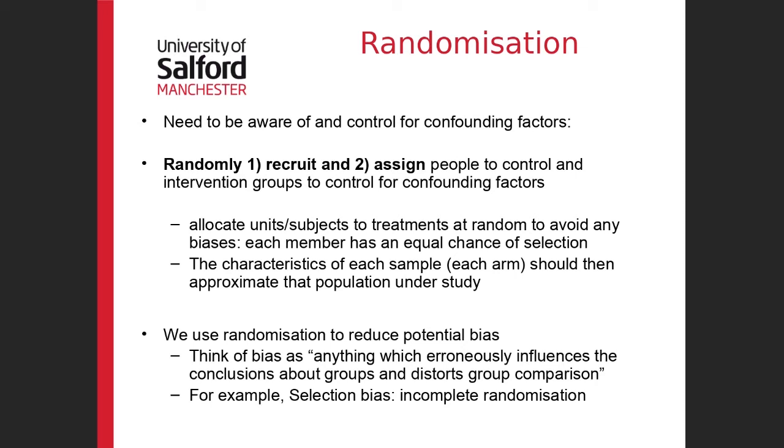So if we're doing a coronavirus vaccines trial, we need equal numbers of males and females in each group. We need approximately equal numbers of people in these different age categories. And that's going to stop these confounding factors from influencing our conclusions. So what we're trying to do is avoid any bias. Bias is the key word here. We don't want our comparison between the groups to be influenced by bias. So we're essentially using randomization to reduce anything which erroneously influences conclusions about groups or distorts group comparison.